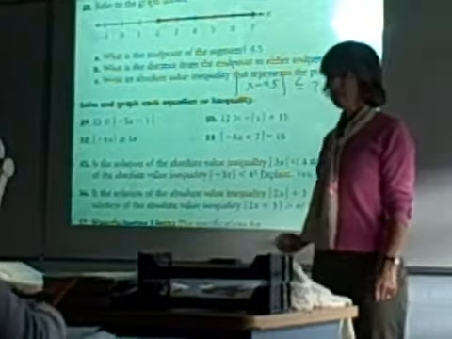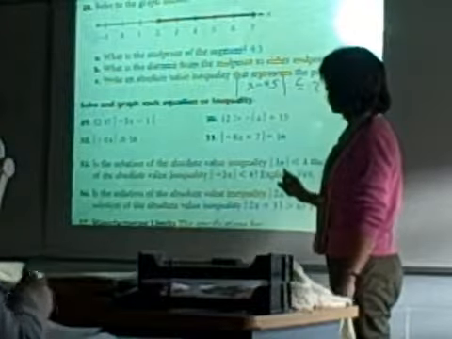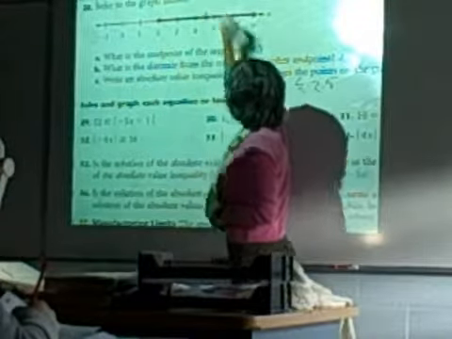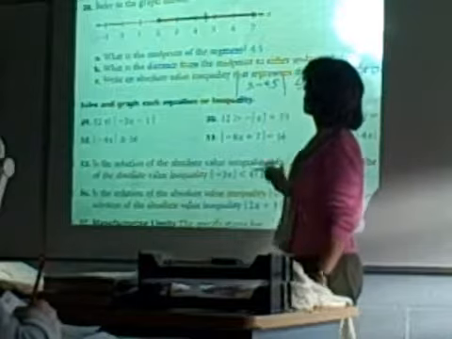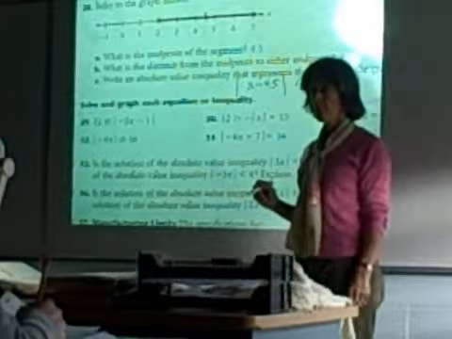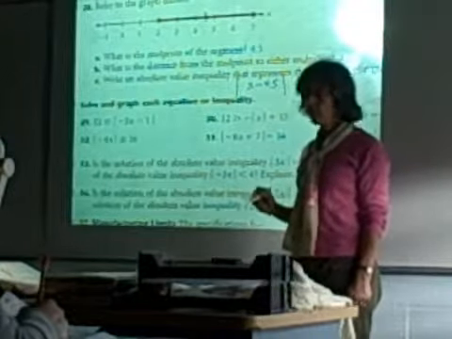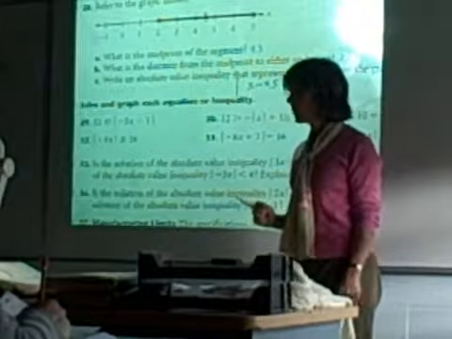Because the middle of the segment is 4.5. So anything subtract that is going to give you the difference between the middle and one of the ends, and it has to be equal to or less than 2.5 apart. Good. Very nice.